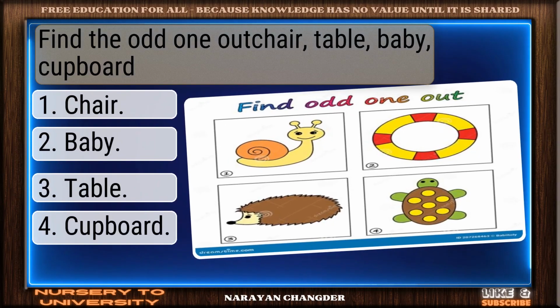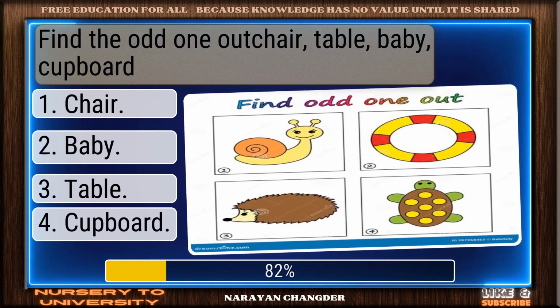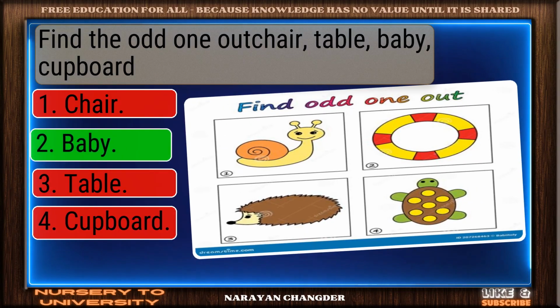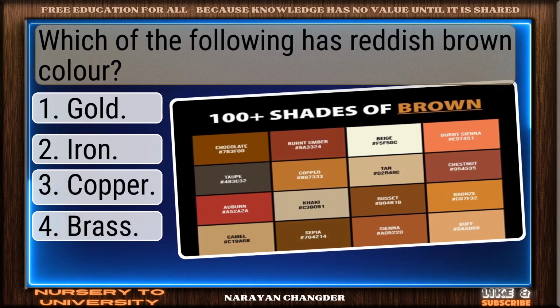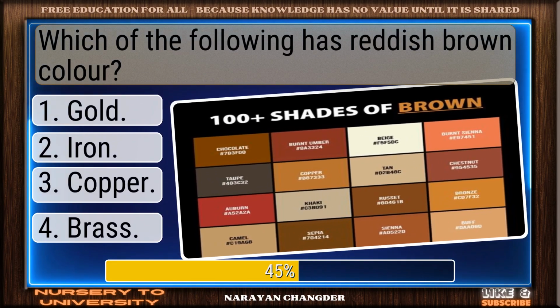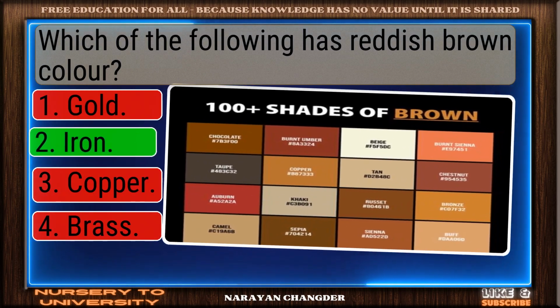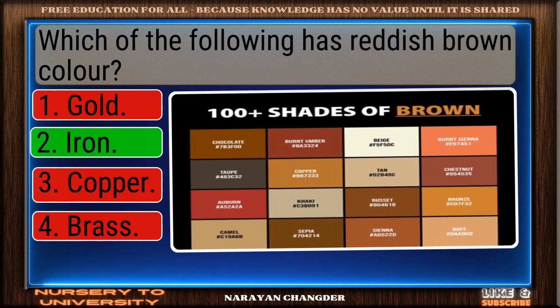Find the odd one out: chair, table, baby, cupboard. Great job. Baby is the accurate answer. Which of the following has reddish-brown color? Exactly. Iron makes sense and it is right choice.